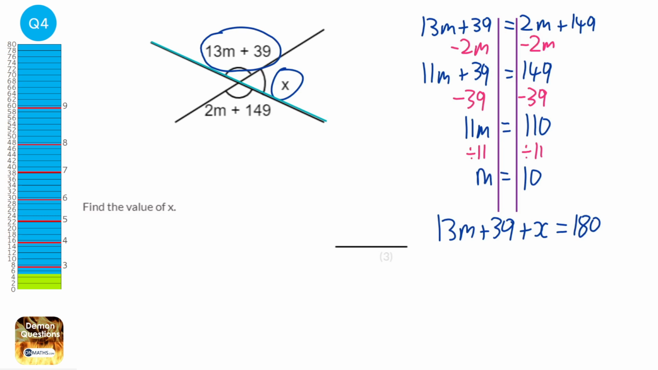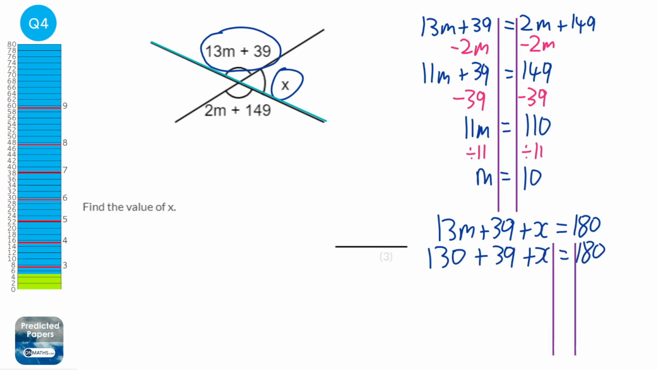So we can solve this, or well, first of all, we know what m is, so it'd be 13 times m, which is 130, and then we can solve this. So let's get my solving lines in.